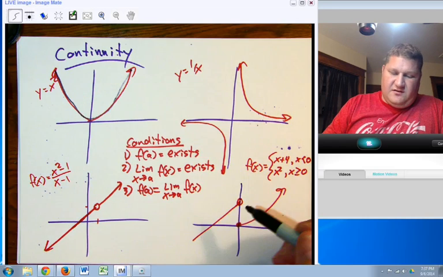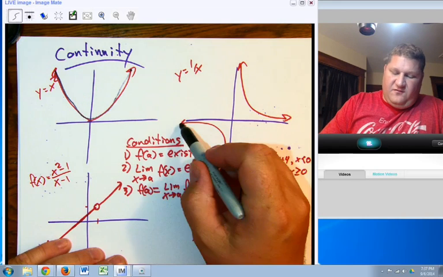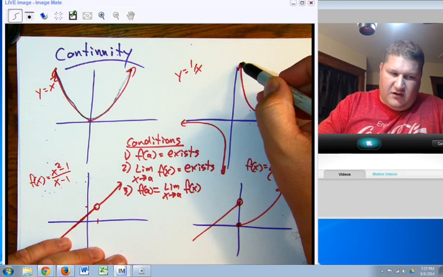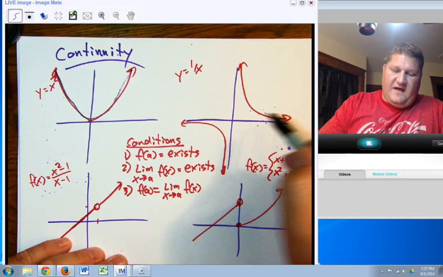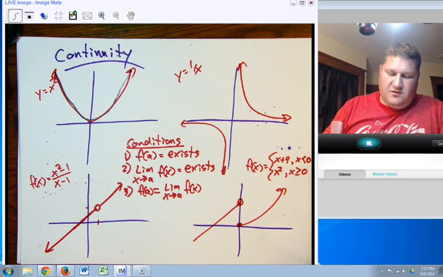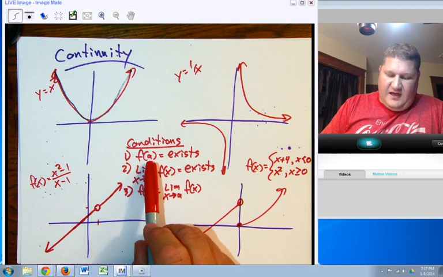Now, on the other hand, if I have to follow the graph and then pick up my pen, move it somewhere else, and start again, that would be discontinuous. There are three conditions for continuity. The first condition of continuity is that f of a must exist.